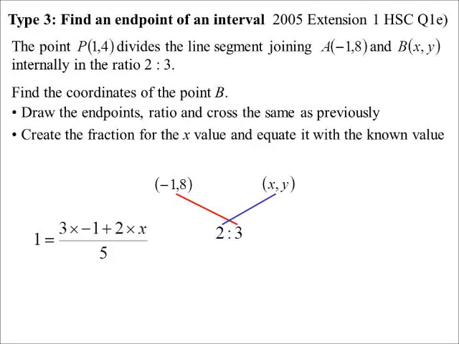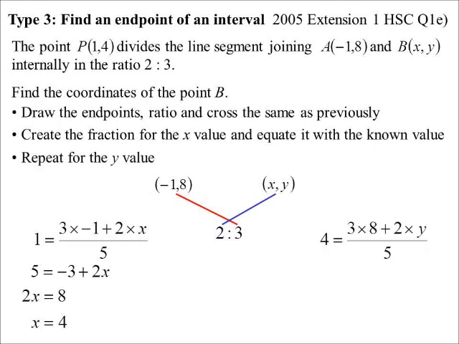Draw my crosses, but this time I actually know the answer. So to get the x value, the bottom of the fraction would be 5, multiply along the crosses: negative 1 times 3 plus 2 times x. And I've just got to solve that equation, and we end up with x equals 4. To get the y value, do the same thing. So I know the answer is 4. So I get 3 times 8 plus 2 times y over 5. Solve that equation, and I get negative 2. So B must have been the point 4, negative 2.